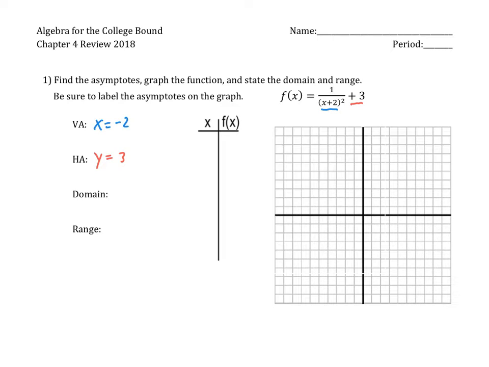I'm going to go ahead and put that information onto the graph. I have -2, here's the vertical line. So we'll be expecting you guys to draw those in and label them. And then the horizontal asymptote at 3. So drawing that in and labeling it.